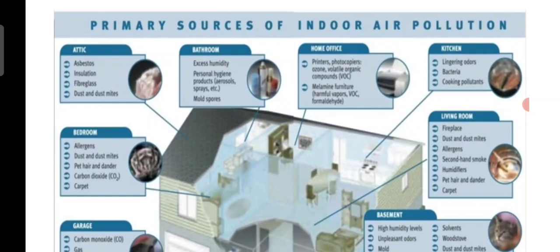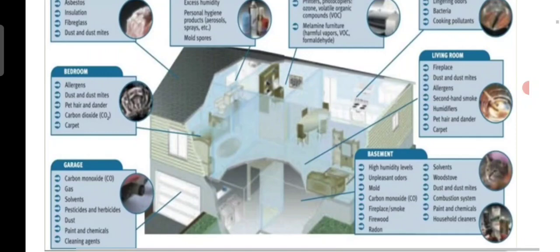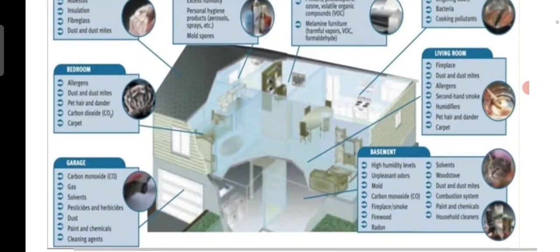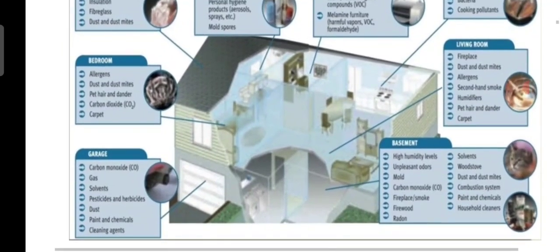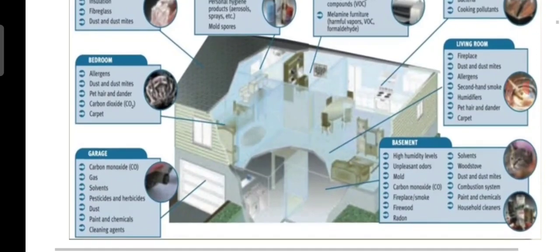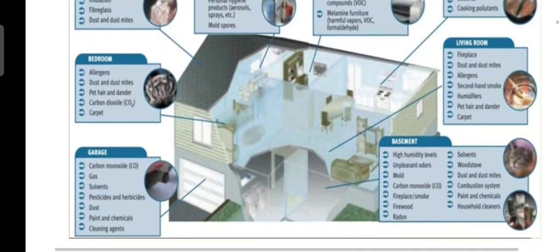So we have lingering odors, bacteria, cooking pollutants from the kitchen and fireplace, dust and dust mites, allergies, second-hand smoke, humidifiers, pet hair, carpet, from the living area. And from the basement, we have high humidity levels, unpleasant odor, mold, carbon monoxide, firewood, solvents, wood stove, dust and dust mites, paint, chemicals, etc. And we have carbon monoxide, gas, solvent, pesticide, herbicide, dust, paint, chemicals, cleaning agent from the garage, and allergens, dust and dust mites, pet hair and dander, carbon dioxide, carpet from the bedroom.